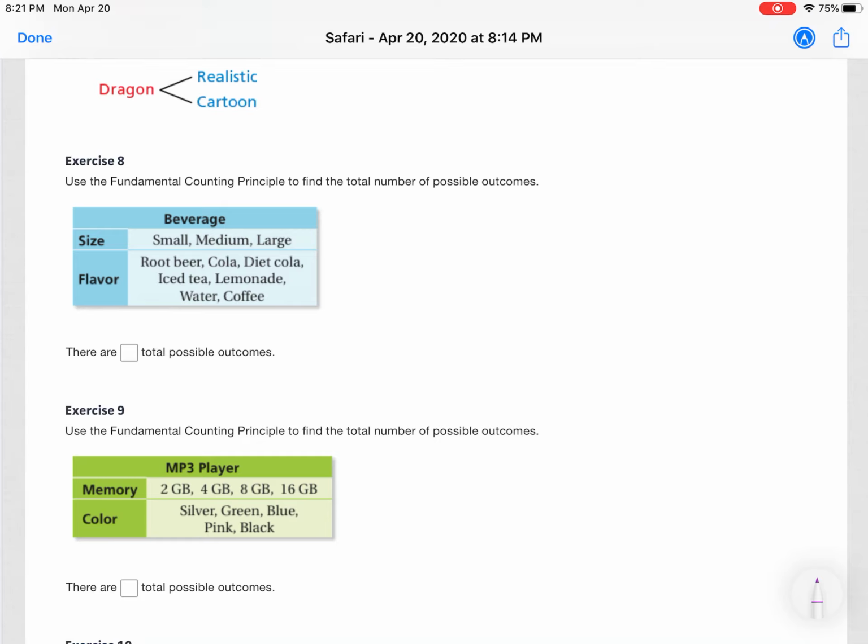Number 8, use the fundamental counting principle to find the total number of possible outcomes. The fundamental counting principle means we're going to multiply. So we're going to multiply the possible sizes. Well, there's 3 possible sizes: small, medium, or large. And we're going to multiply that by, well, root beer is 1, Coca-Cola is 2, Diet Cola is 3, iced tea is 4, lemonade is 5, water is 6, and coffee is 7. So we're going to multiply 3 times 7, and that goes here.